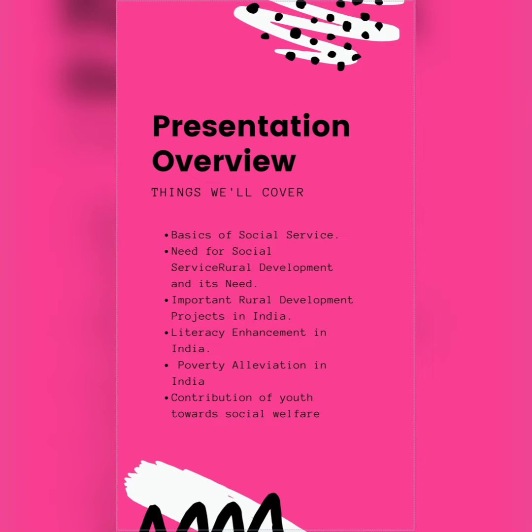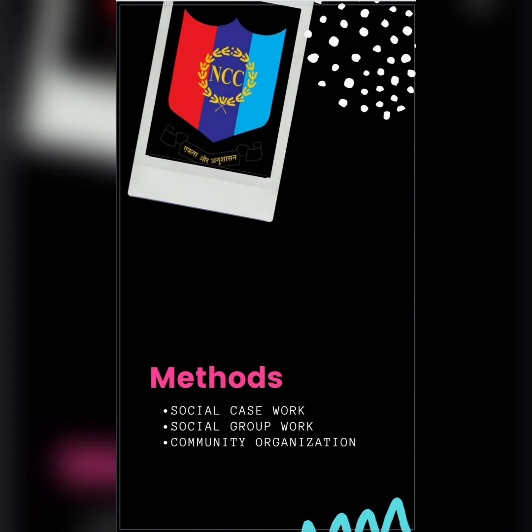Cadets, I'm Cadet Anamika Sharma from 1 Chandigarh Naval Unit, and today we'll be discussing the basics of social service and its need. That is the first chapter in social awareness. So let's start. There are basically certain methods by which you can conduct social service. They are social case work, social group work, and community organization.